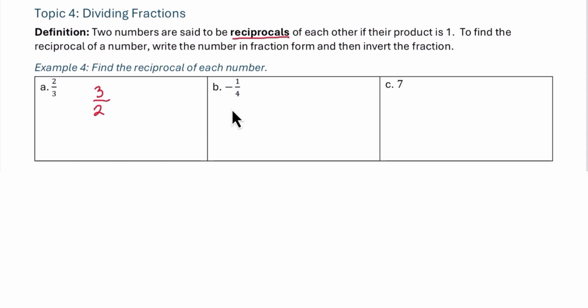In this example, -1/4, we would switch the numerator and denominator to get -4/1, which we could then simplify as just -4. And then 7, think of that as 7/1. We can get the reciprocal by flipping it: 1/7.